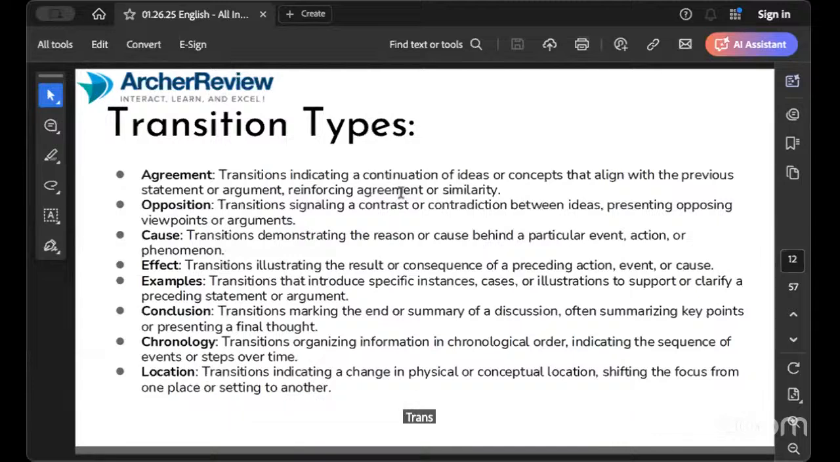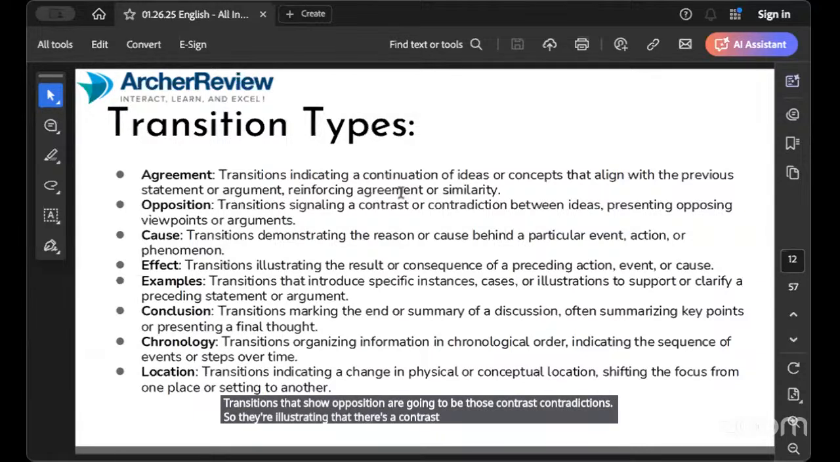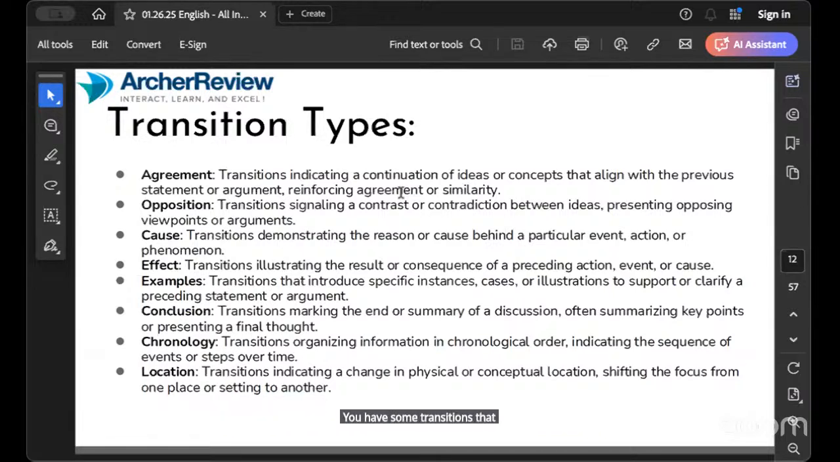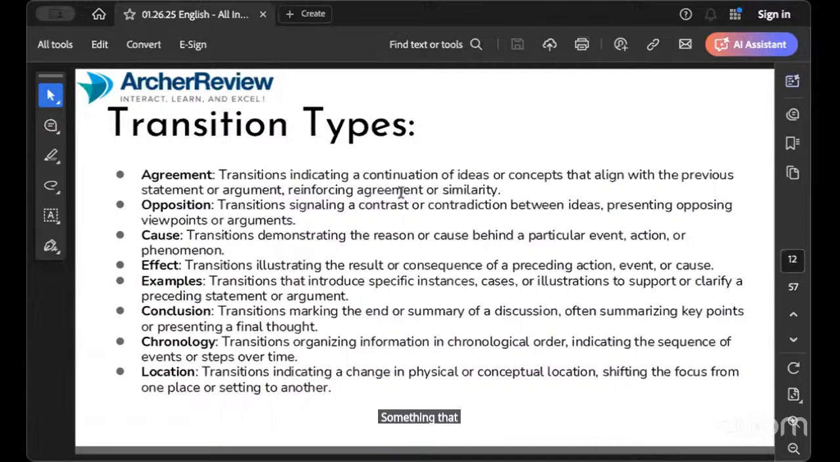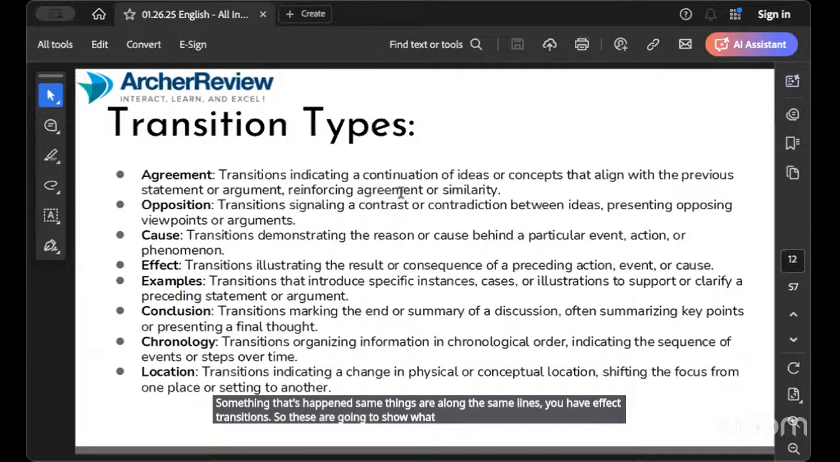Transitions that show opposition are going to be those contrast contradictions. So they're illustrating that there's a contrast or there's a contradiction between ideas, or they can be used to show opposing viewpoints with arguments. You have some transitions that show cause. So that's going to be where you have statements demonstrating the reason behind a particular event, something that's happened. Along the same lines, you have effect transitions. So these are going to show what is the result of whatever that cause was.